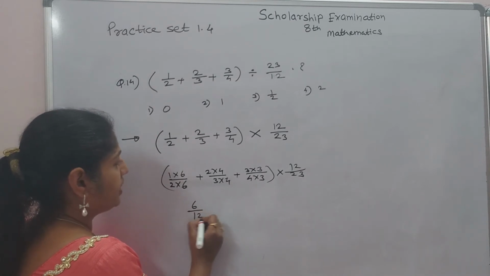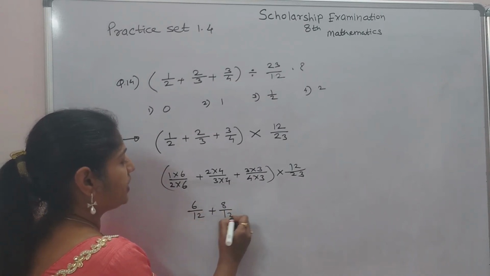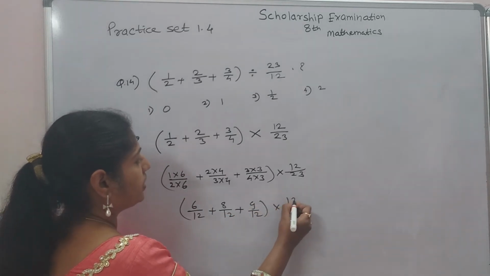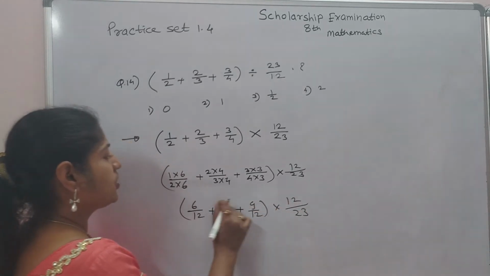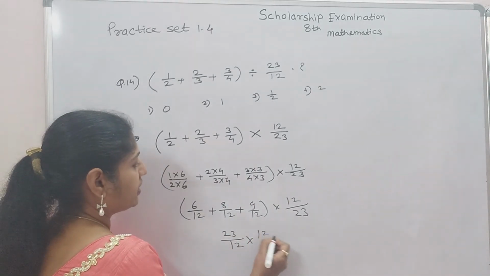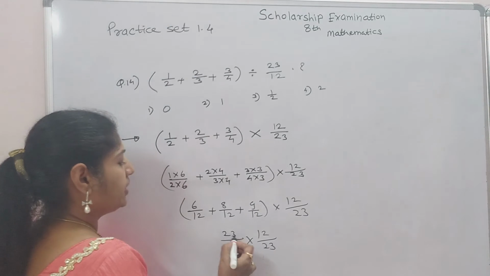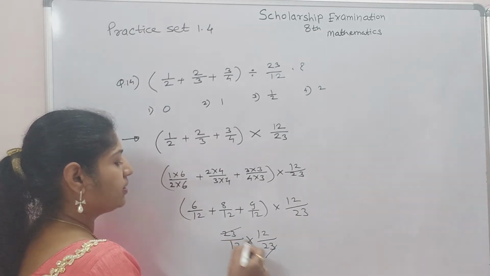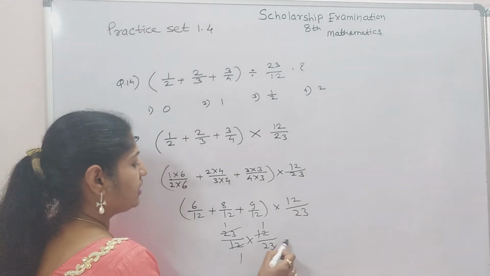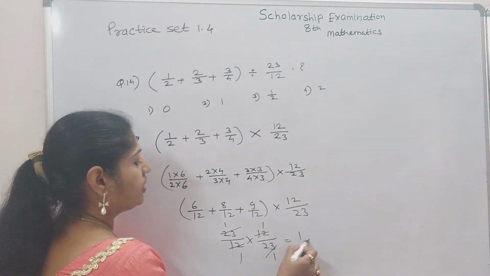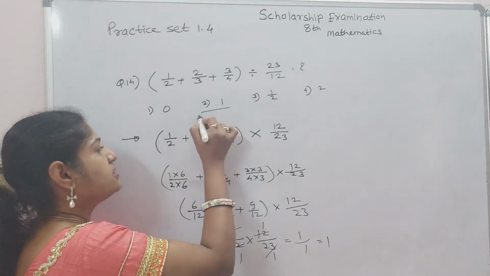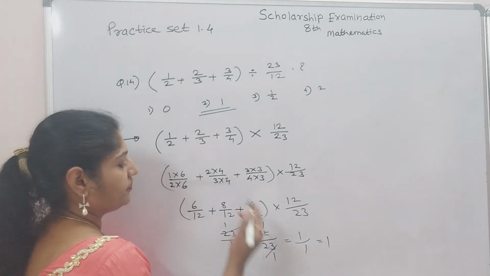6 upon 12 plus 8 upon 12 plus 9 upon 12, into 12 upon 23. Adding these numbers gives 23 upon 12 into 12 upon 23. Numerator and denominator are equal, 12 ones are 12, 12 ones are 12. The answer is 1 into 1, that is 1. So our answer is option number 2.